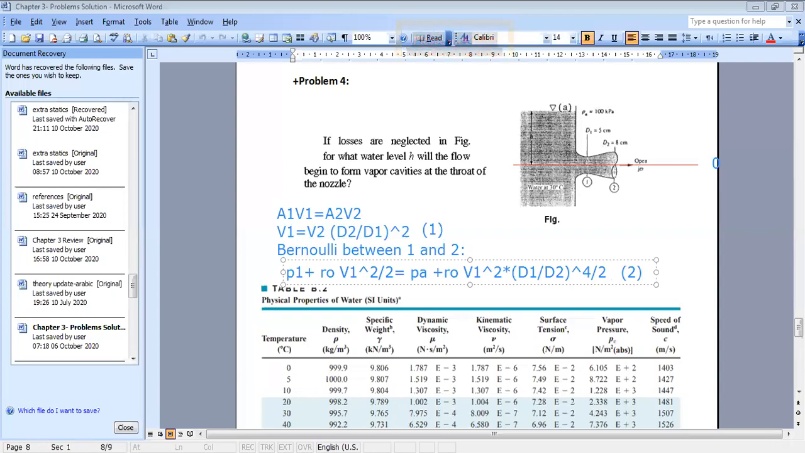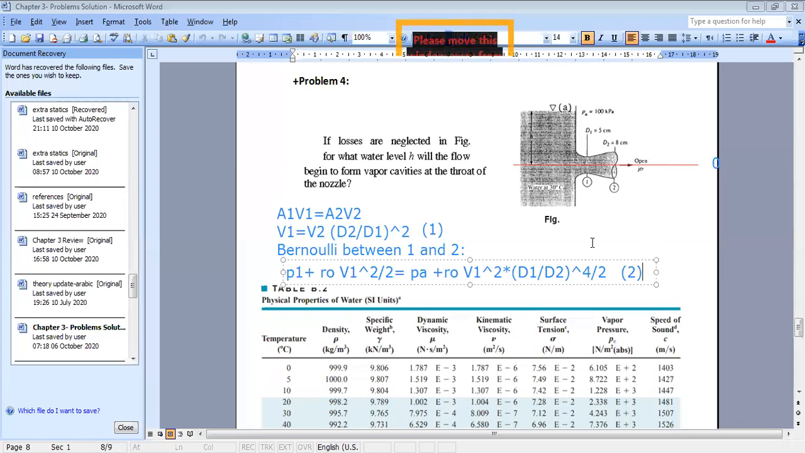Why P2 equal to PA? Because at 2 you have an exit jet, and your exit jet is open to the atmosphere. Whenever you have an open jet to the atmosphere, the pressure at the exit will be equal to the atmospheric pressure. You can take the approximation that it is 101 kilopascal, or 101,000 pascal.